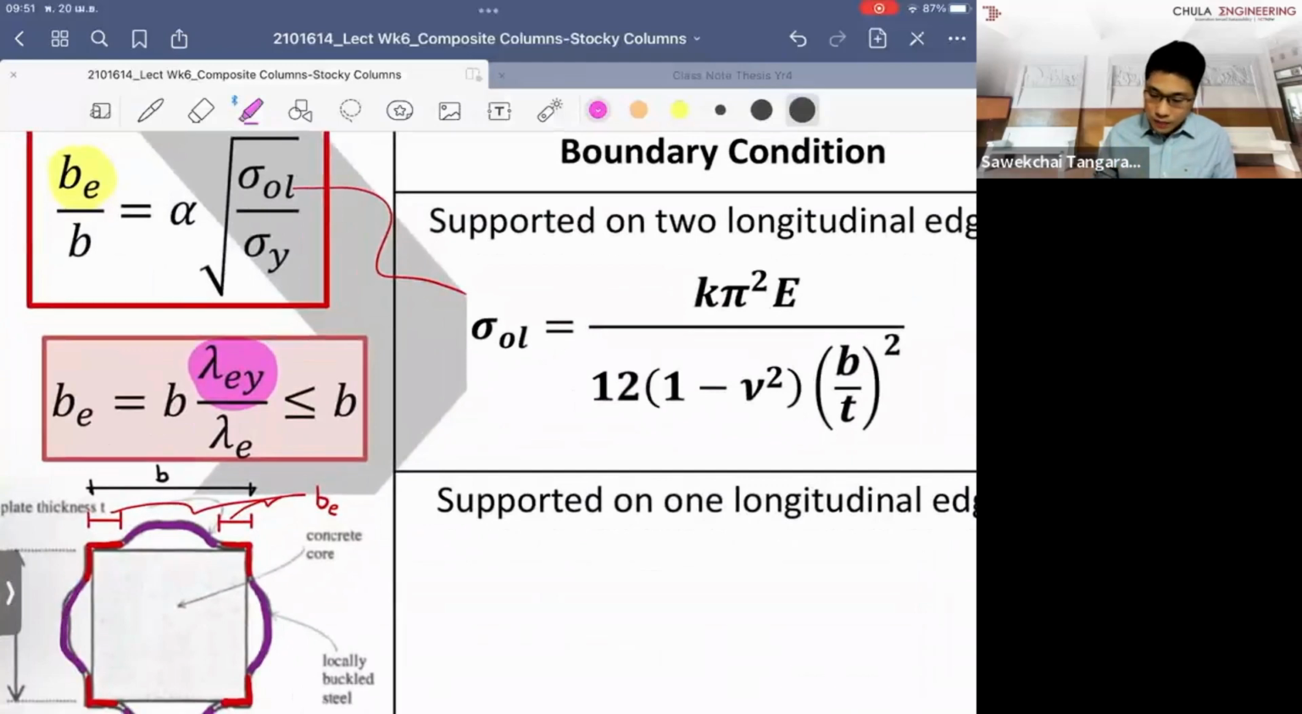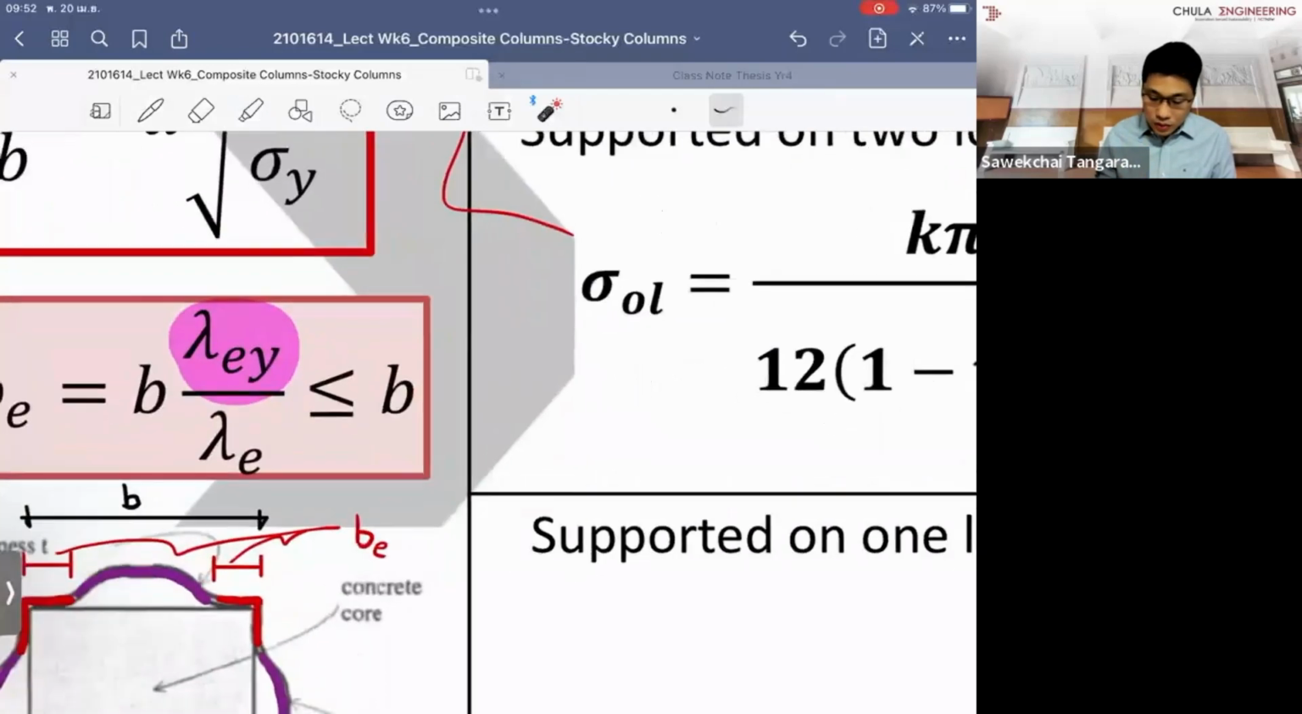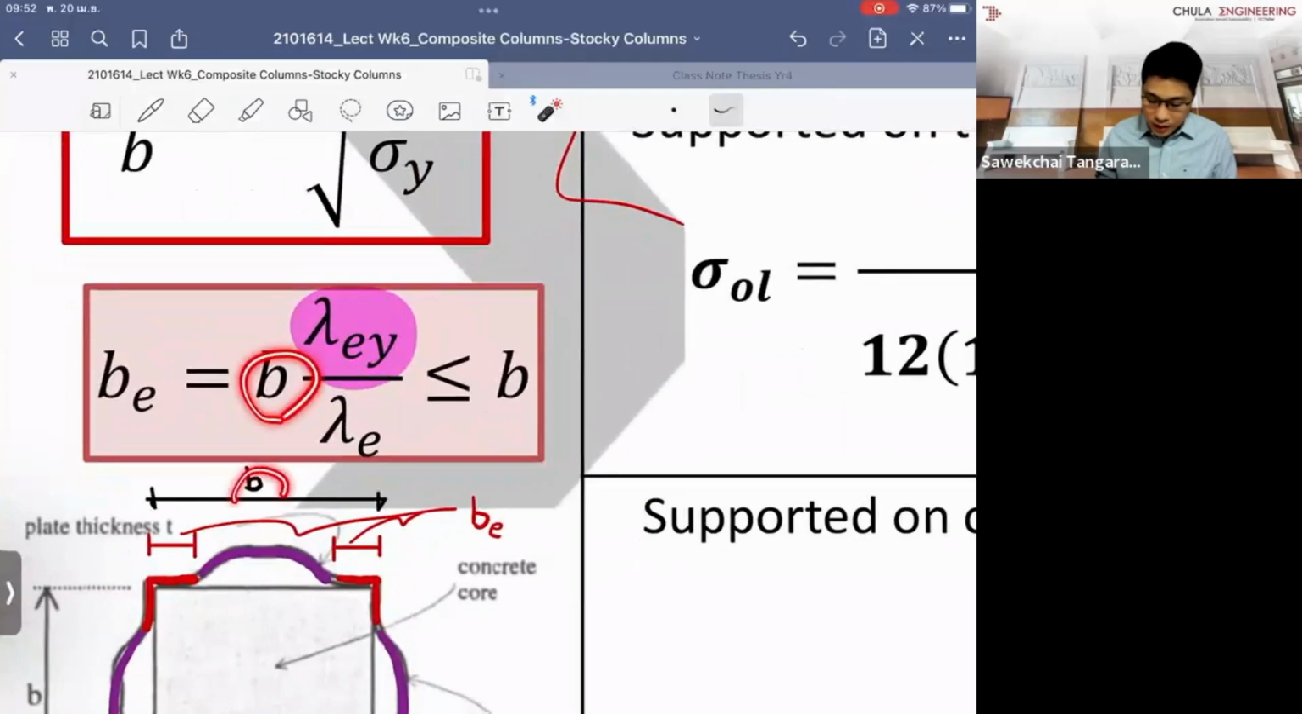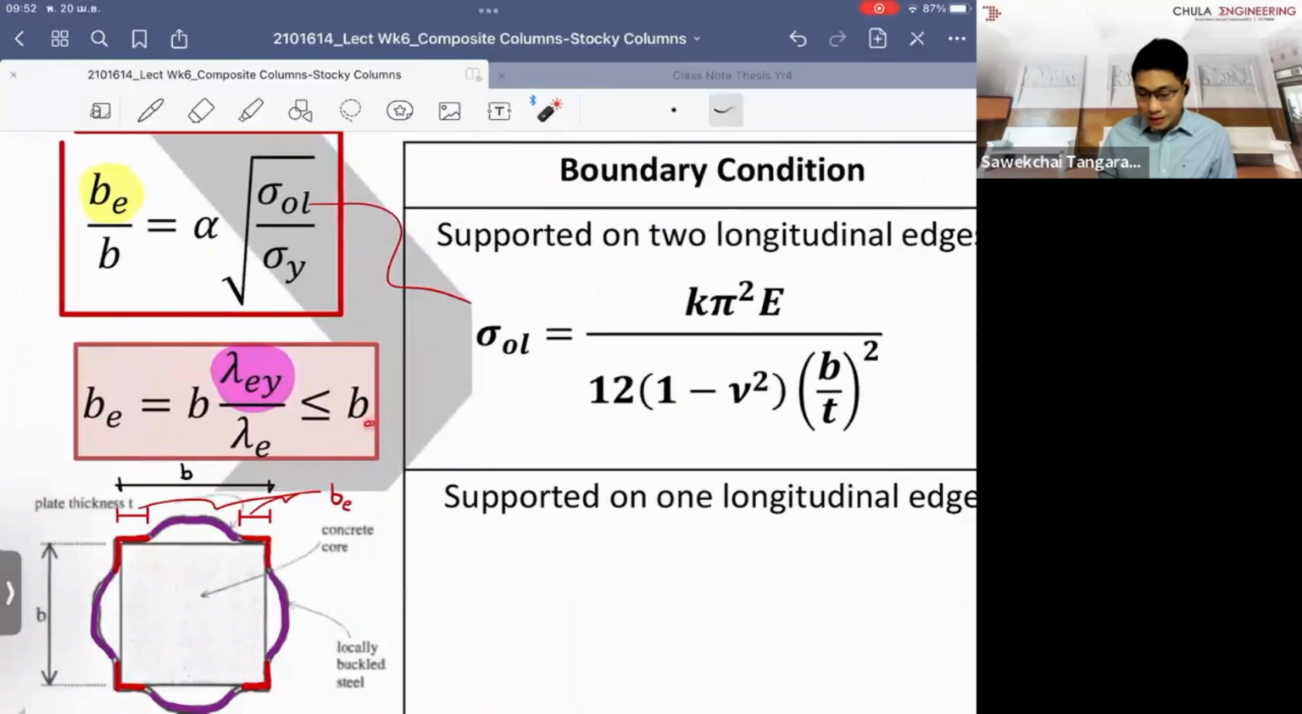For example, if the buckling limit is equal to lambda, let me think, which one should be on top? Yes, the limit is lambda_ey, and the standard ratio of the section that you're looking at is lambda_e. You just take the linear proportion and you adjust the width. This is the full width of the cross section, and this is the effective width that has been left over. It has to be less than or equal to B.